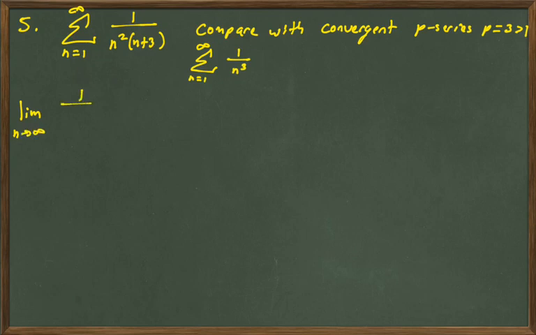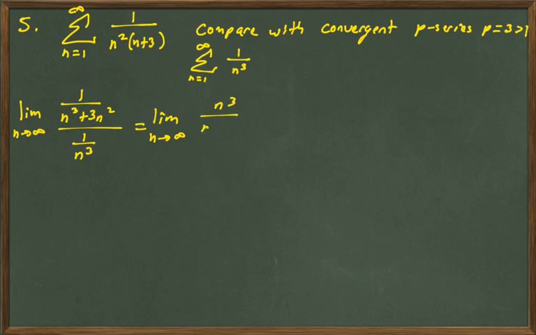So the limit as n goes to infinity of 1 over, and I'm going to go ahead and distribute the n squared, so that would be 1 over n cubed plus 3n squared, and then divided by 1 over n cubed. And we're going to go ahead and flip over the dividing fraction, and that will become n cubed over n cubed plus 3n squared, and we're taking the limit. So this is going to be an indeterminate form, infinity over infinity, so we can either factor out n cubed, or we can use L'Hopital's rule a couple of times.